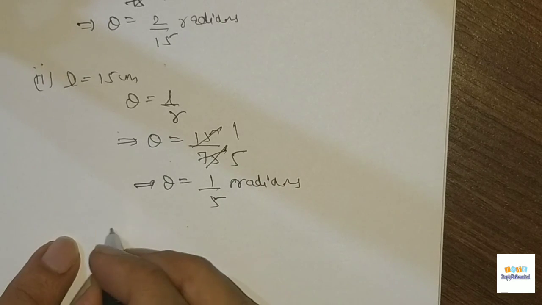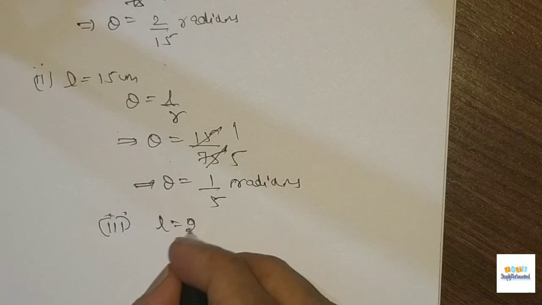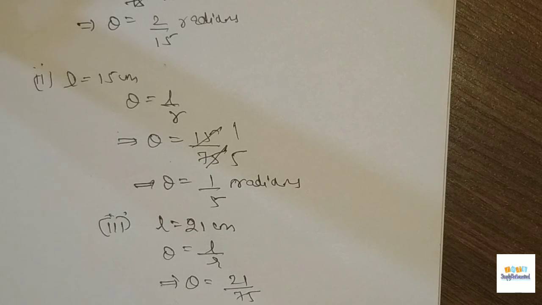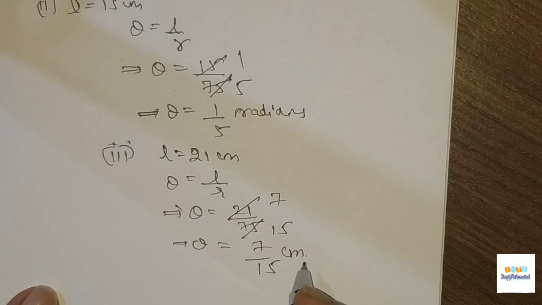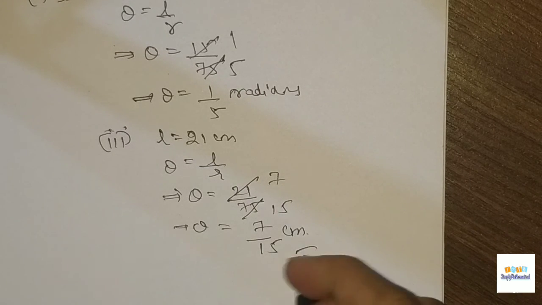And the third is L equal to 21 centimeter. So theta is L by R, which is 21 by 75. 3 7s are 21, 3 25s are 75. So you are getting 7 by 25 radians. So that was problem number 7.